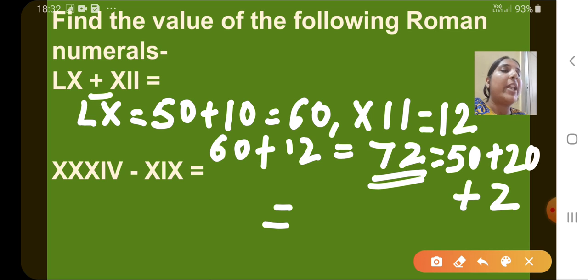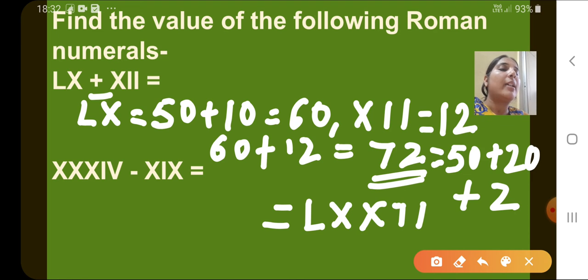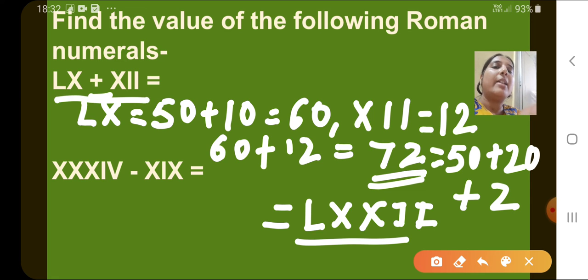So how we'll write 50? Yes, L. Then how we'll write 20? We can write X twice to get 20. And then how we'll write 2? I. So this is the value for the given sum here. LX plus XII. What we will get here? LXXII, which stands for number 72. Okay. First we find out the answer in Hindu Arabic number and then we converted the answer to Roman numerals. Got it, children? Now let's move to the next question.